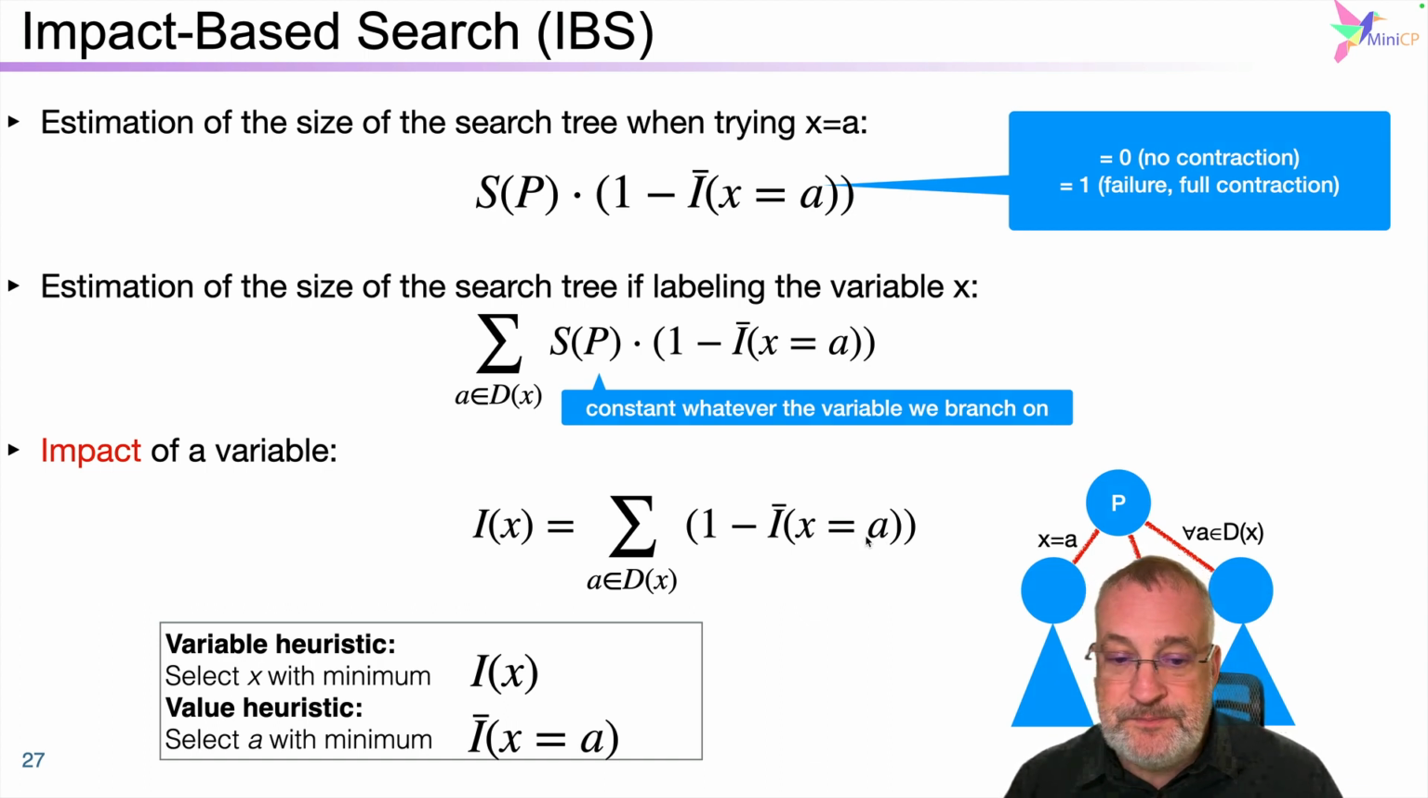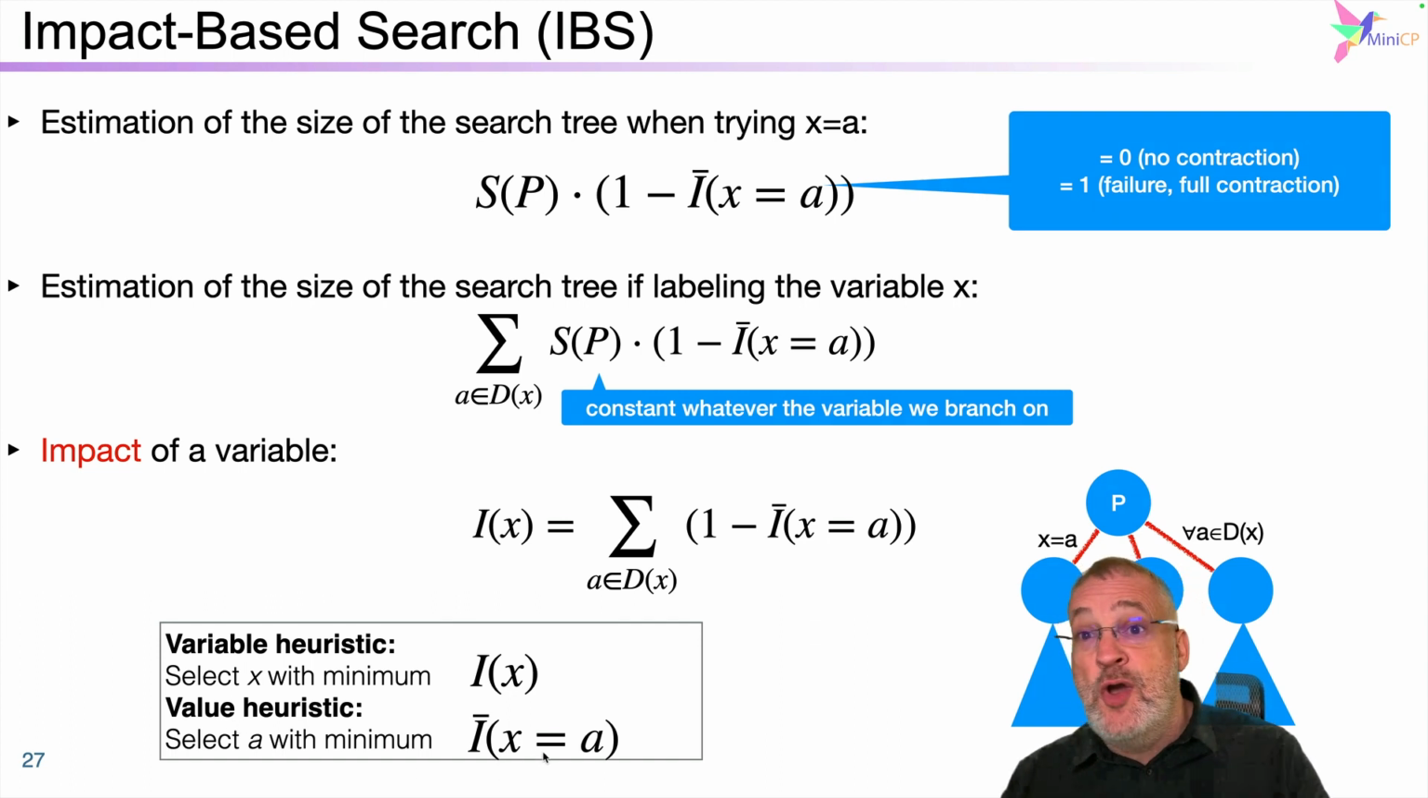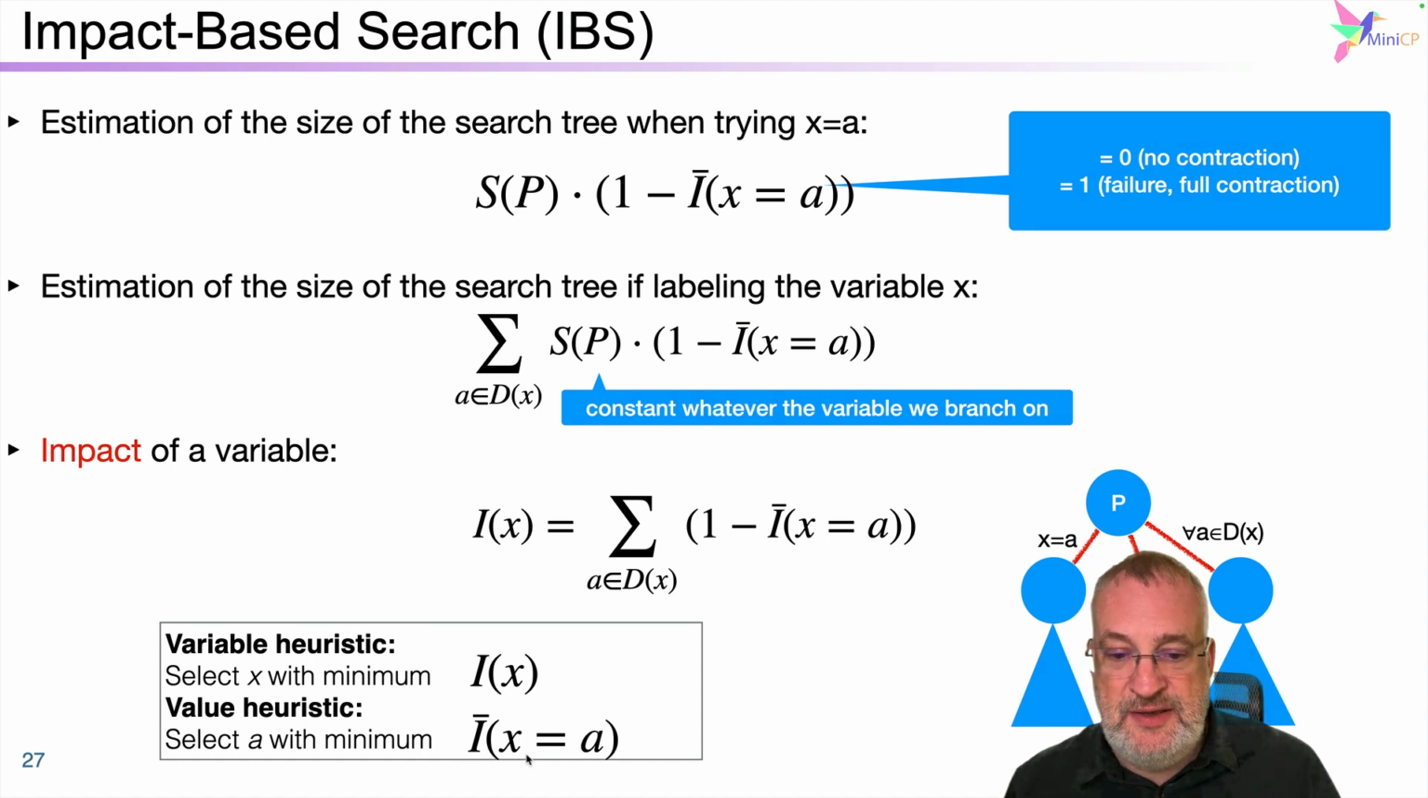That's neat because now it gives rise to two heuristics. I get two for the price of one. First, I get my variable selection heuristic I x, and then I get a value selection heuristic that can give me an insight as to which value might be preferable, and this is I bar x equal a.